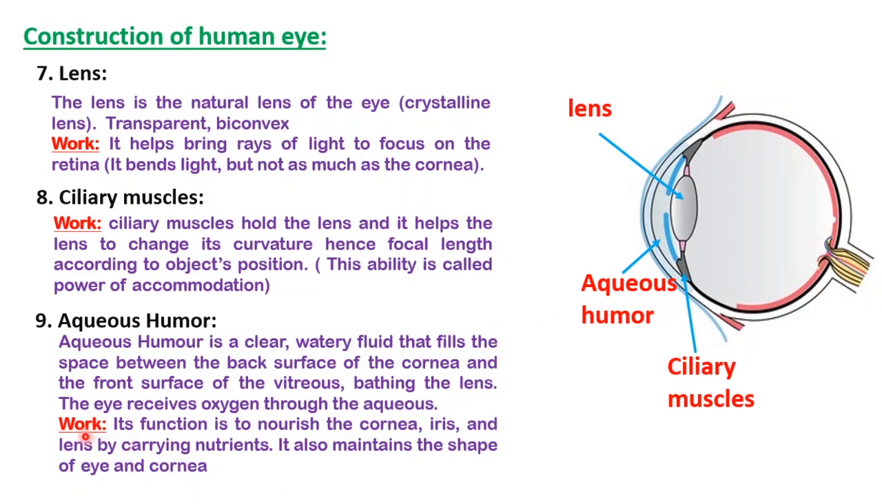So what is its function? Its function is to nourish the cornea, iris and lens. It gives nutrients to the lens, iris and cornea. Clear? It also helps to maintain the shape of the eye and the cornea. So this is the work of the aqueous humor. It gives nutrients to the cornea, iris and lens, and it also helps in maintaining the shape of the cornea. Clear?